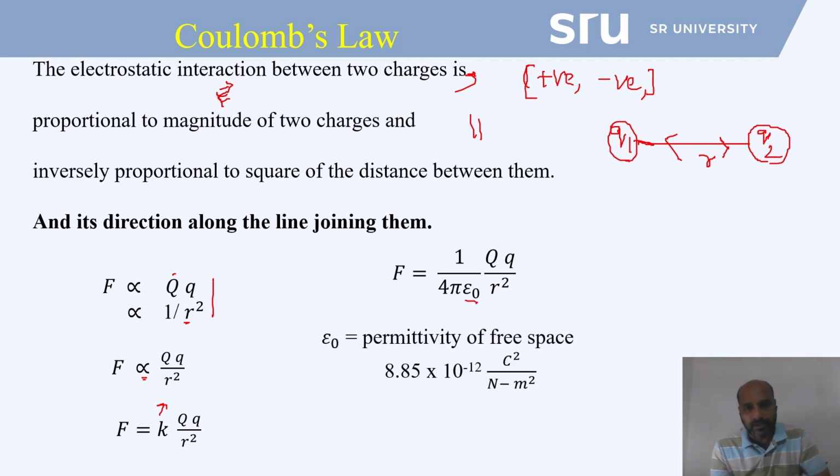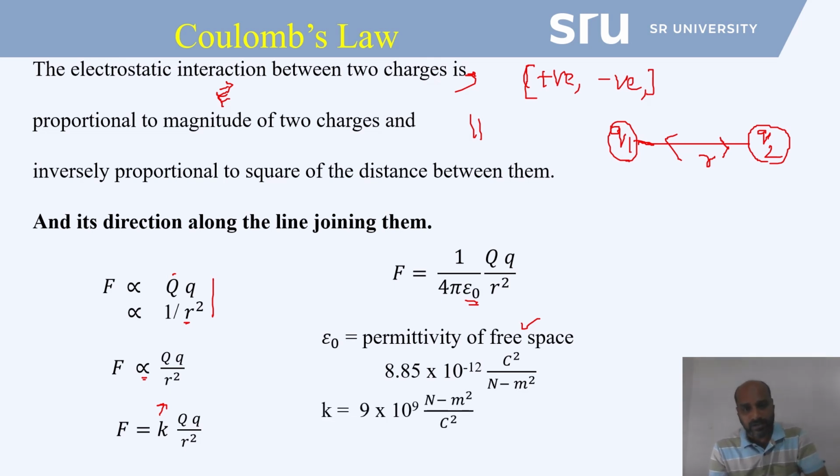Where this epsilon naught is a constant, defined for free space. Depending on the medium in which these two charges are placed, accordingly, we need to choose this constant. Right now, we'll consider that the two charges are in free space. So here that epsilon naught will be the permittivity of free space, and generally the value of the permittivity is of the order of 8.85 into 10 to the power of minus 12 Coulomb square per Newton meter square.